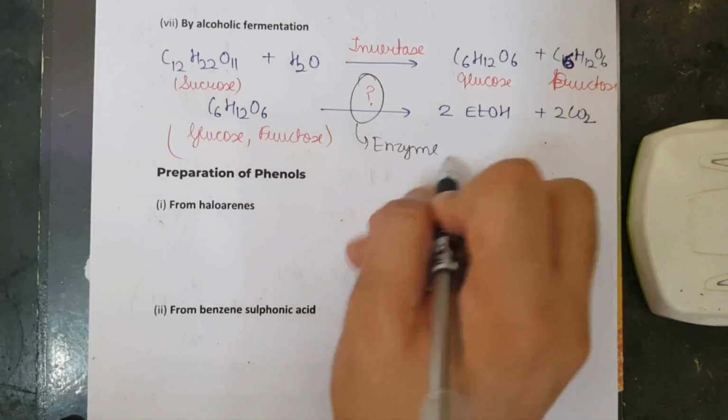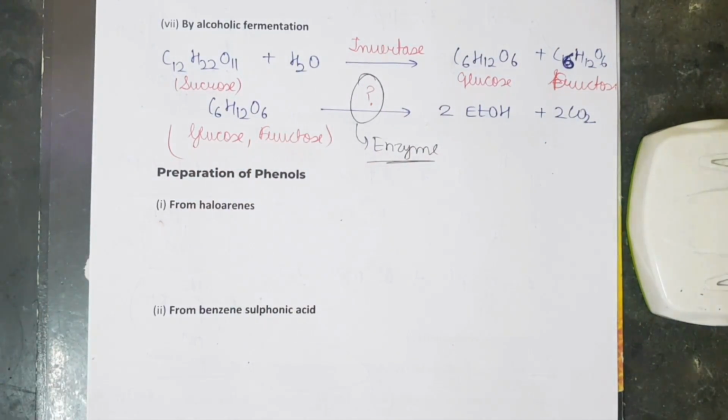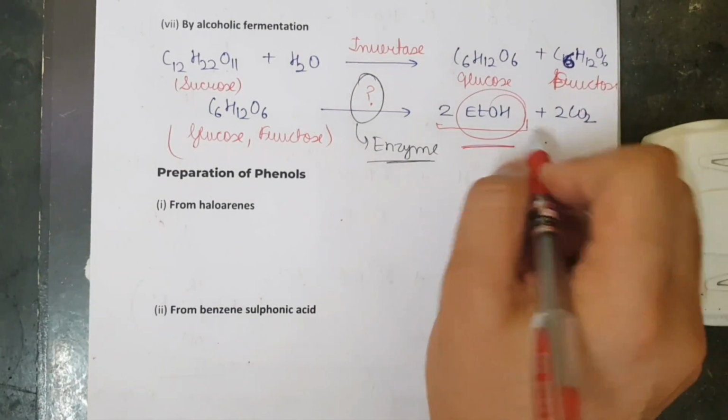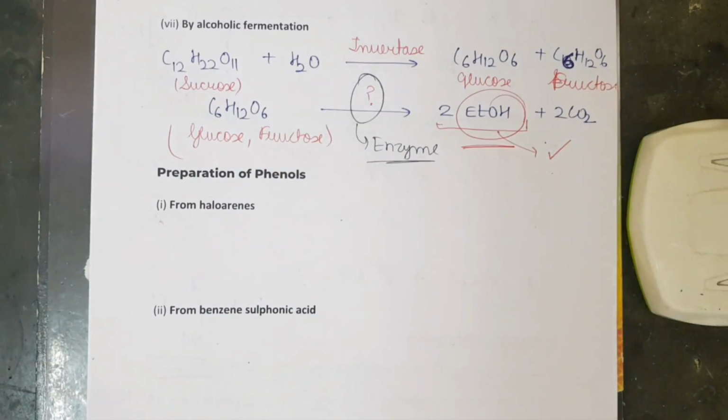This is taken from BITSAT. Please mention the answer in the comment section, which enzyme is used here. Okay, so we get the formation of this thing, that is ethanol is formed. So once again, alcohol can be formed by alcoholic fermentation.